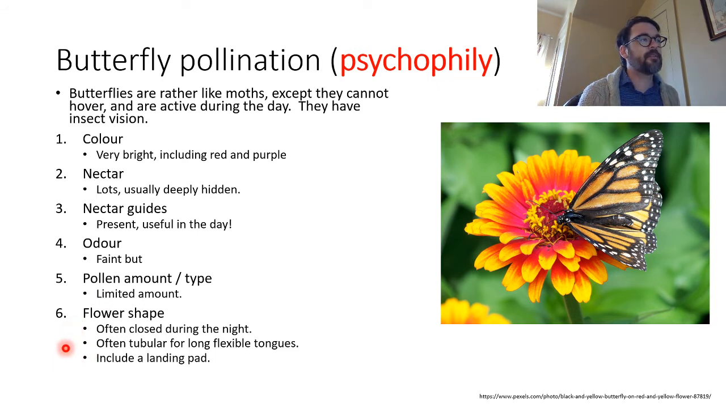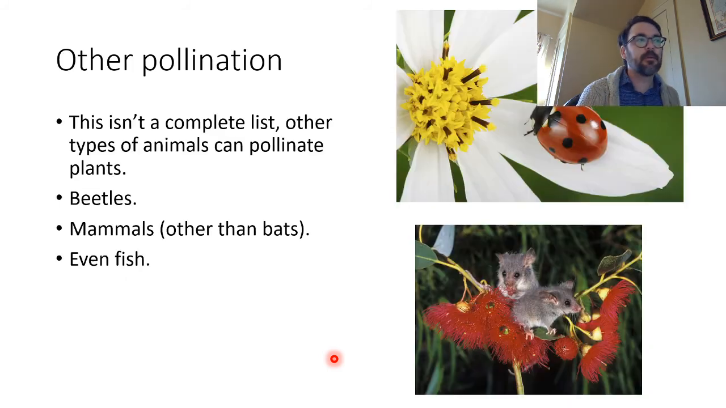And then they often have a landing pad because butterflies can't hover, and tubular structures for the long, flexible tongues. And there's lots more kinds of pollination. This isn't a complete list. There's one for beetles and it has a name. There's mammals other than bats, and even fish sometimes can be involved in pollination. But I feel like that's a big enough list that I've given you.